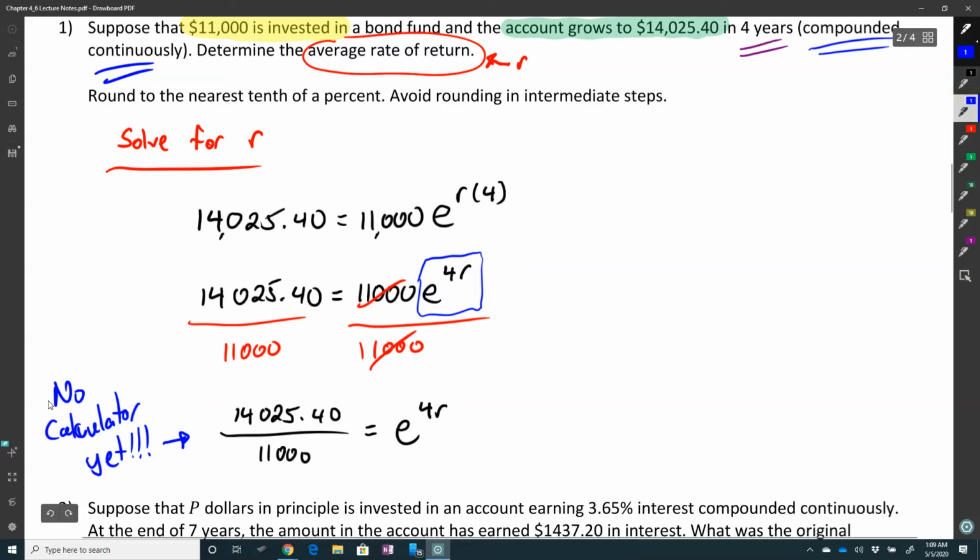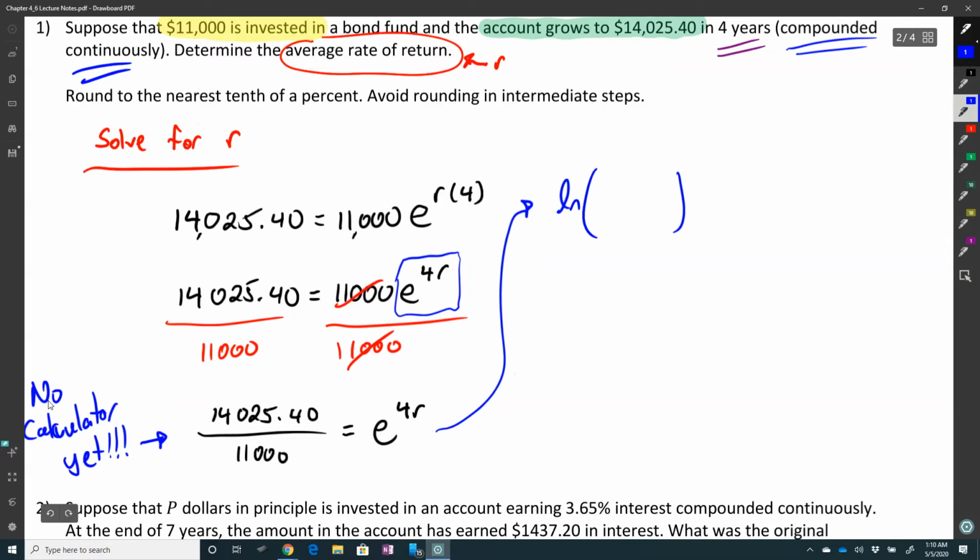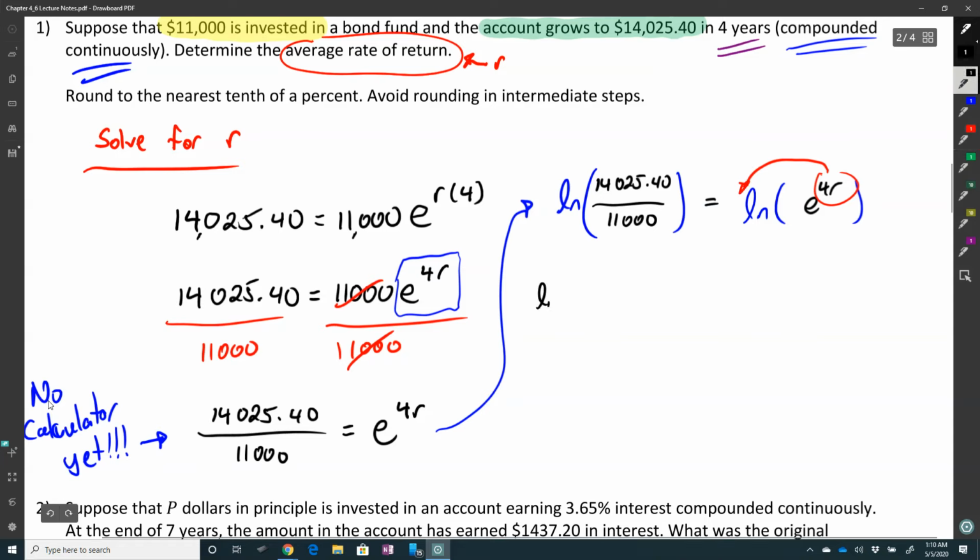Since it's e, I'm going to natural log both sides. So I have 14,025.40 over 11,000 equals e to the 4r. The 4r is able to come to the front. And so we have 4r ln of e. ln of e is 1.